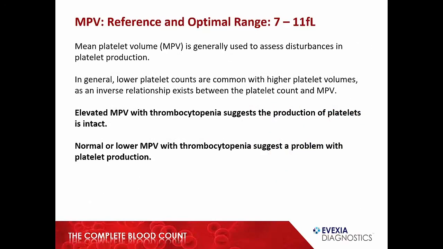So on most lab tests, you may get back what's known as the MPV, and that is the mean platelet volume. So I want you to think about the MPV to the platelets as the MCV is to the RBCs. And in general, lower platelet counts are common with higher platelet volumes. So that's how that works. And I want you to remember that an elevated MPV with a low platelet count suggests the production of platelets is intact. Now, a normal or lower MPV with a low platelet count suggests a problem with platelet production.